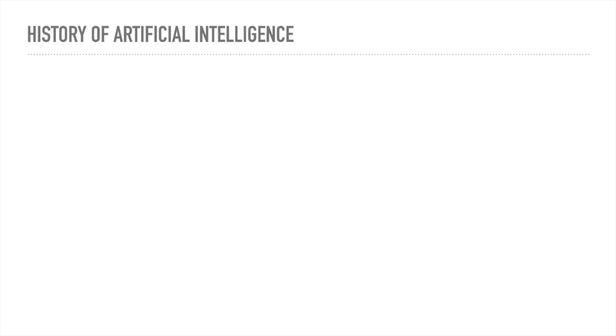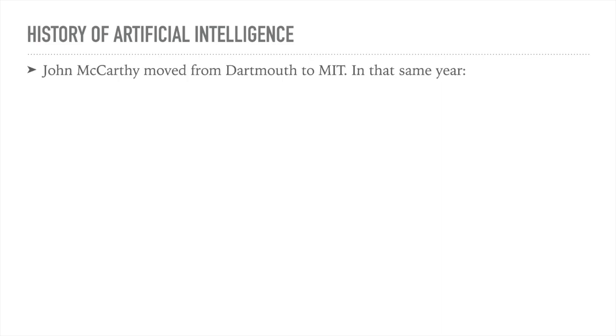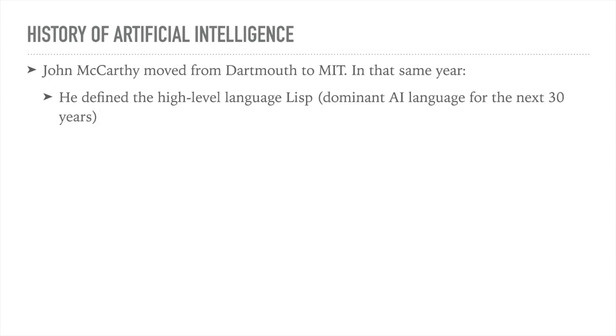What was happening with John McCarthy's life? Well, he moved on from Dartmouth to MIT, where he developed Lisp, the language which dominated the AI era for the next 30 years. And I think I already mentioned it in the first slide as well. He also published a paper called Programs with Common Sense.